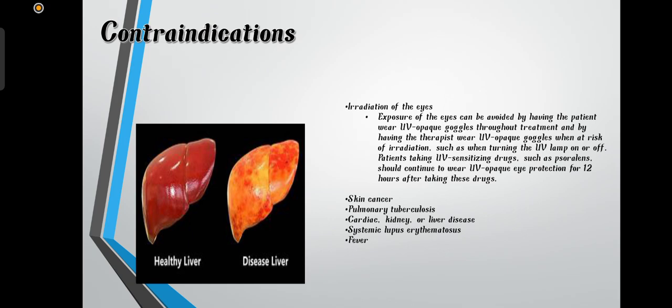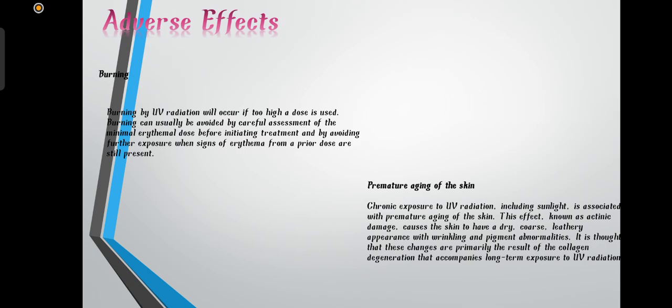Contraindications. Protection of the eyes. Exposure of the eyes can be avoided by having the patient wear UV goggles throughout treatment and by having the therapist wear UV goggles when at risk of radiation, such as when turning the UV lamp on or off. Skin cancer, pulmonary tuberculosis, cardiac, kidney or liver disease, photosensitizing lamps, rheumatic fever. Adverse effects: burning, premature aging of skin.